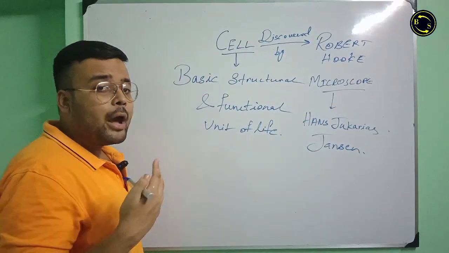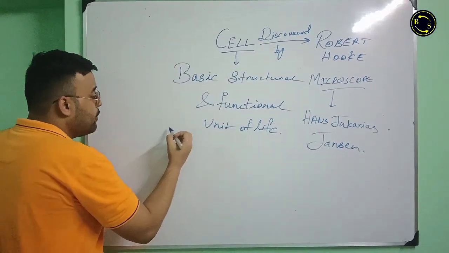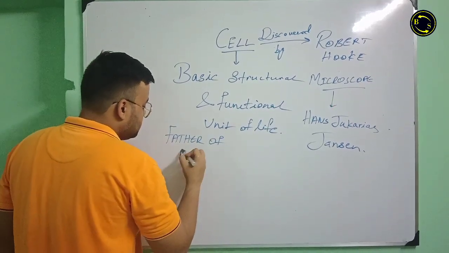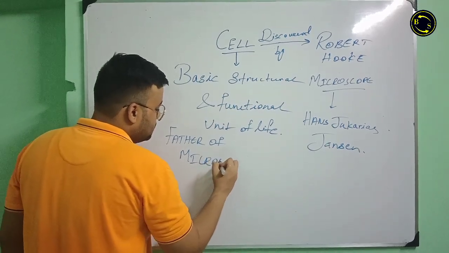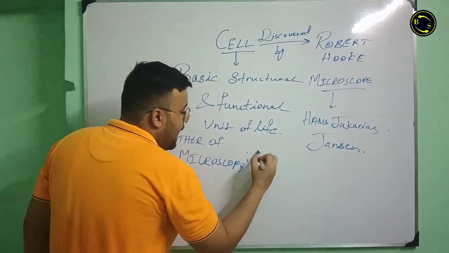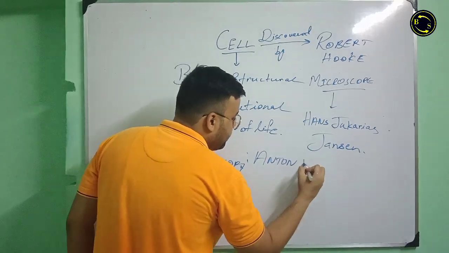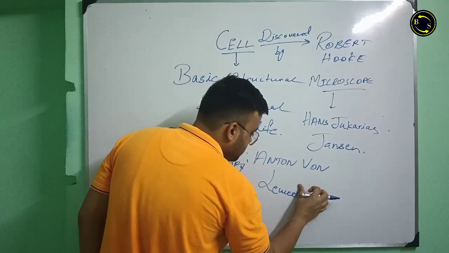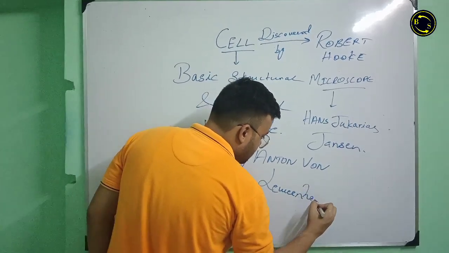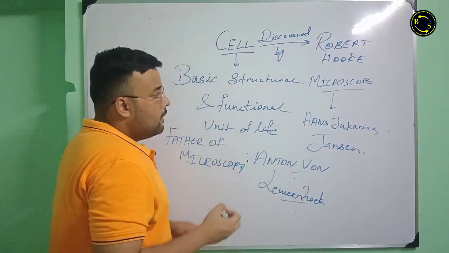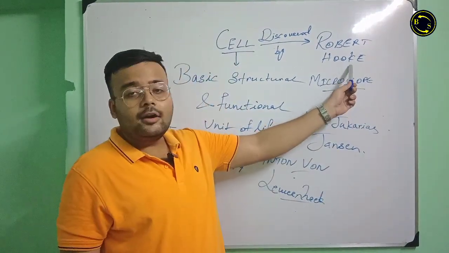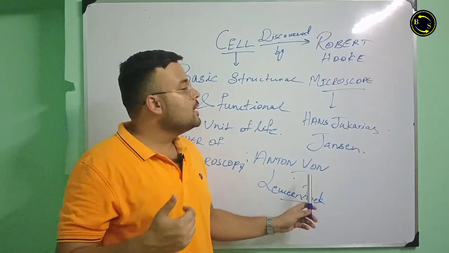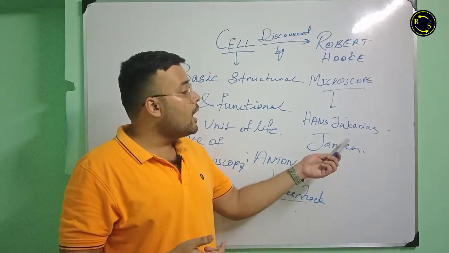However, the father of microscopy is Anton von Leeuwenhoek. Robert Hooke first discovered dead cells, but Anton von Leeuwenhoek first observed living cells under a microscope designed by Hans and Zacharias Janssen.